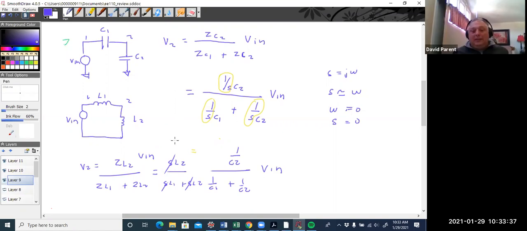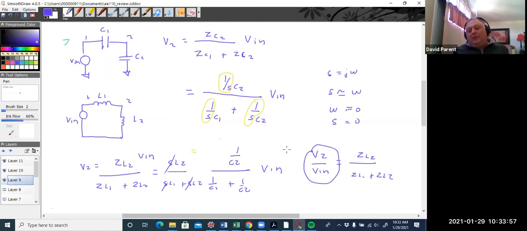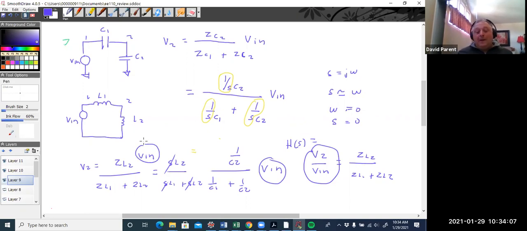We're going to start talking about transfer functions, which would be V2 divided by Vin, which would be ZL2 over ZL1 plus ZL2. Many times in this class, we'll give this a shorthand and call it H of S equals this. That's why sometimes I forget that Vin, and I'm sorry.